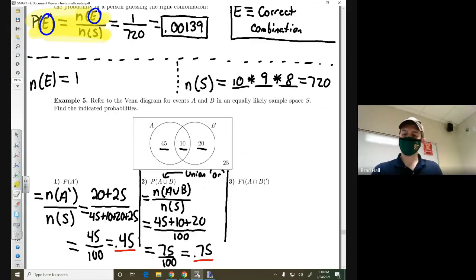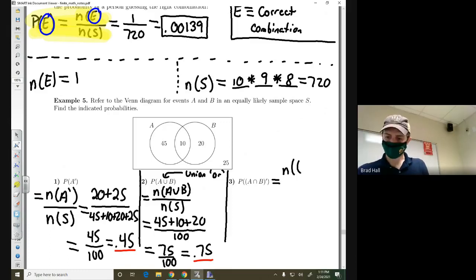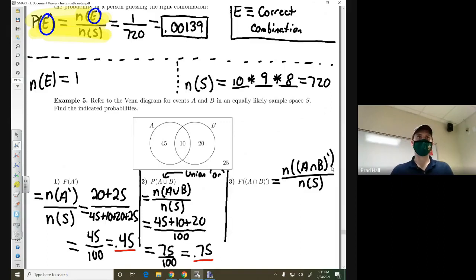So the last part seems pretty interesting. Well, if anything, the notation, we just borrow the symbolism. So that would be the symbolism, and now we need to figure out what the numerator is going to look like. And well, we already know what the denominator is going to be. That's still going to be 100.